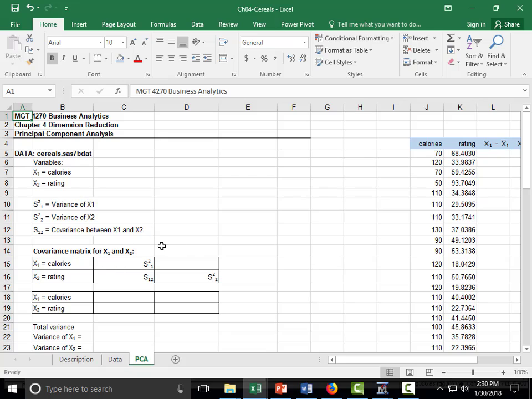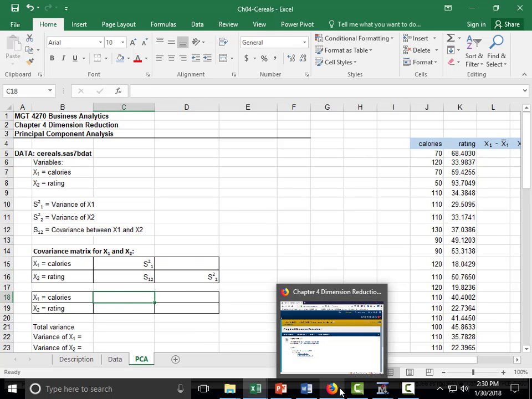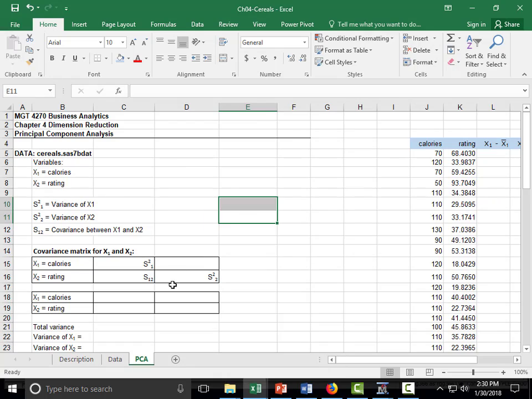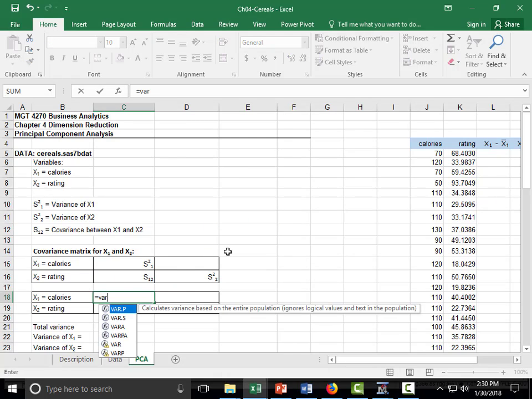So the covariance matrix then looks something like this. It is a symmetric matrix, so this same value will appear in the upper half of the matrix. Okay, so let's set up this matrix. We can use var.s. That will calculate the variance of the variable.